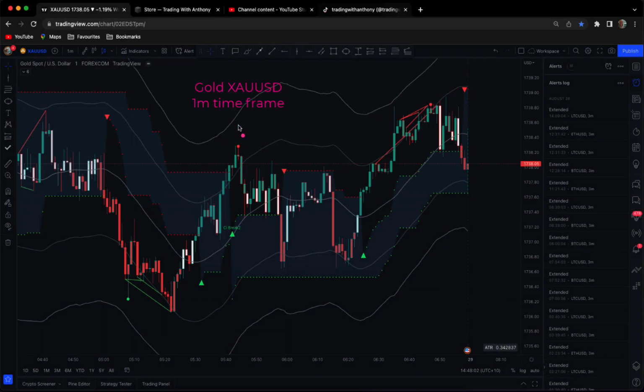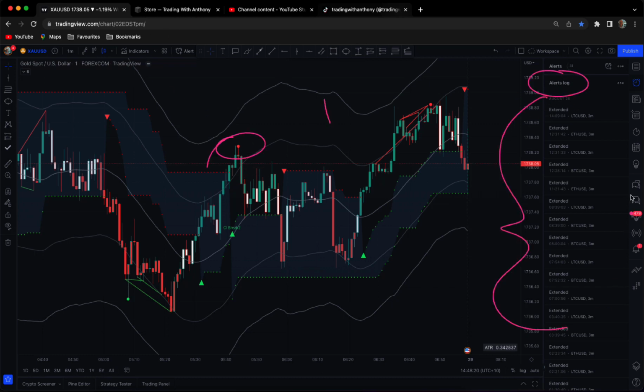So I want to show you how to trade these dots. You can see they're giving us some pretty nice opportunities. So here's how to do this. The alert fires and it'll come into your alerts log. As you can see, these alerts have been going off.